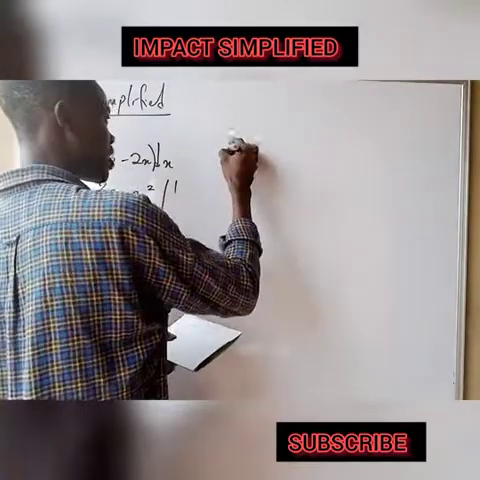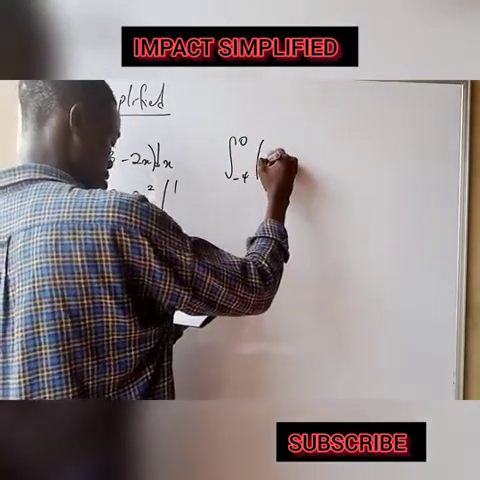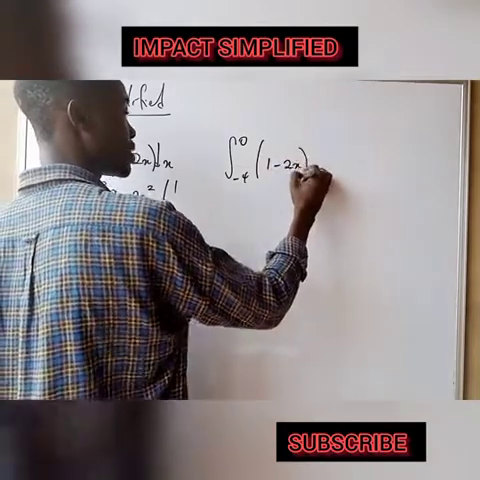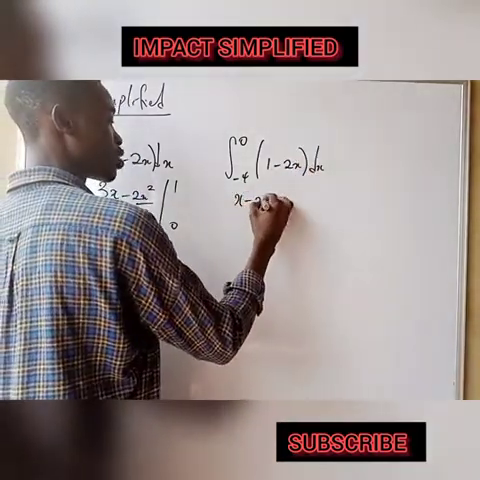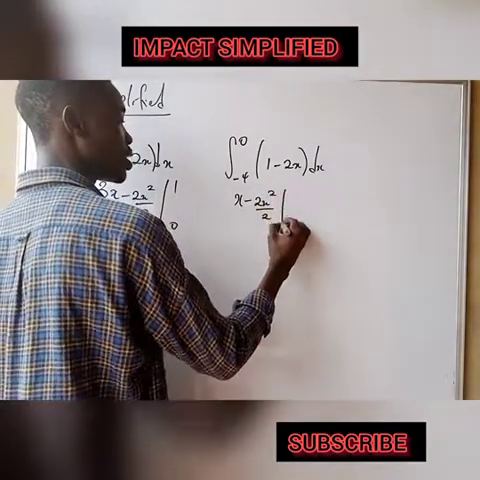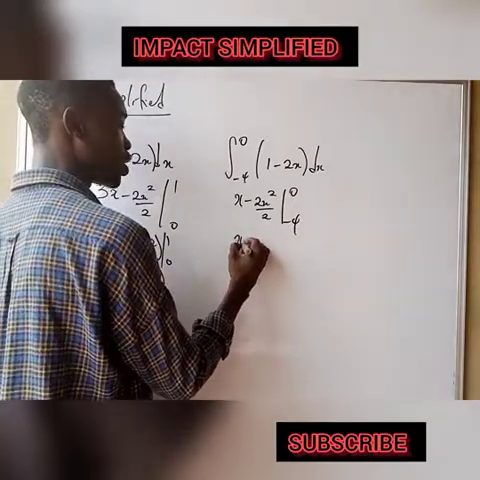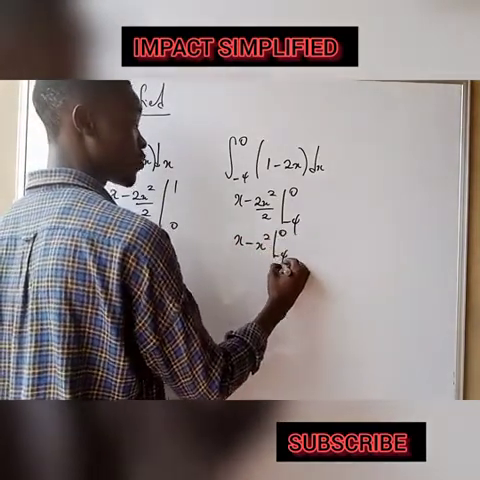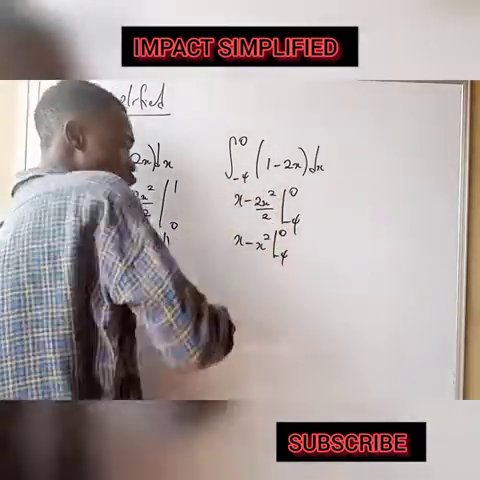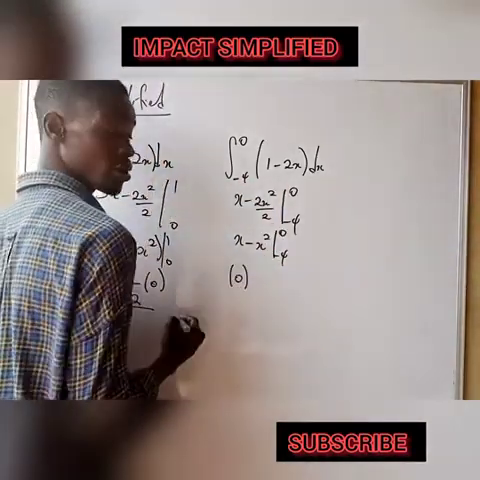Now let's look at this again. Integrate from minus 4 to 0 of 1 minus 2x dx. It's simple. Integrate this, that will give us x minus 2x squared over 2. The upper limit is 0, the lower limit is minus 4. And that will give us x minus x squared, from minus 4 to 0. Do we get it? And then upper minus lower. So put your x as the upper, that will give us 0.